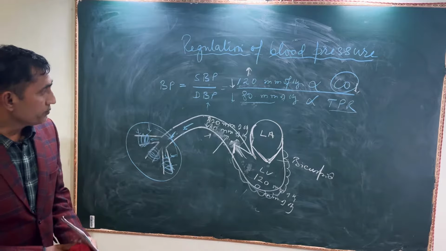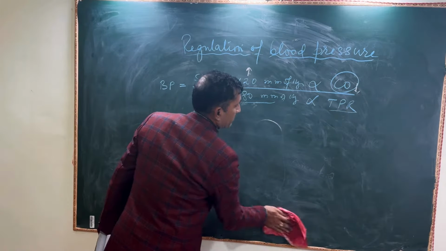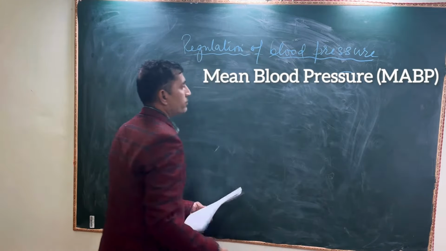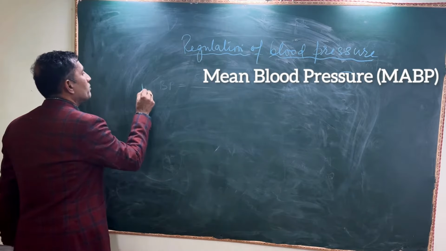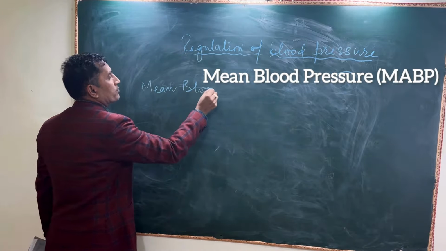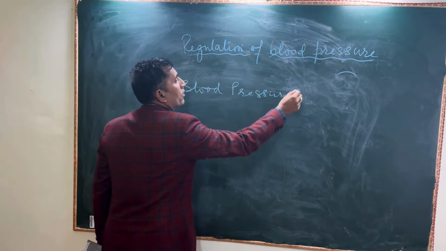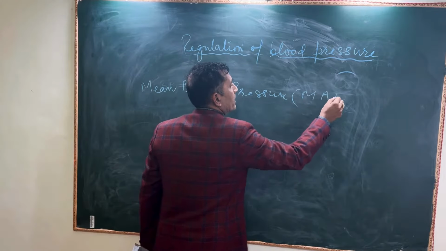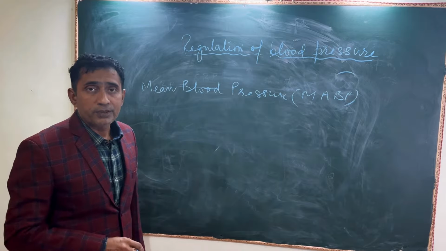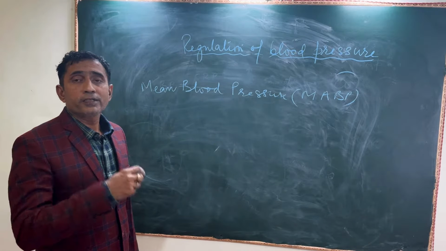Now coming to the mean blood pressure, there is another blood pressure we can have, that is mean blood pressure. Briefly it is called mean arterial blood pressure. Mean arterial blood pressure, there is a formula available in your textbook.